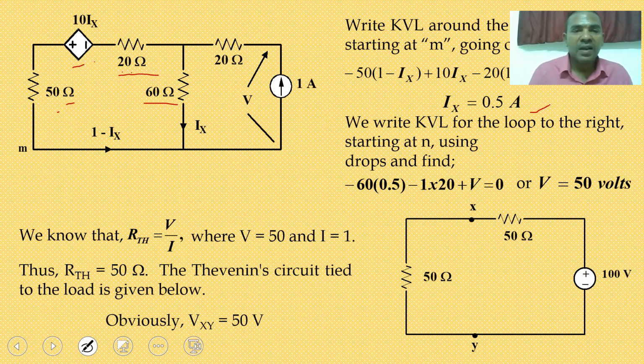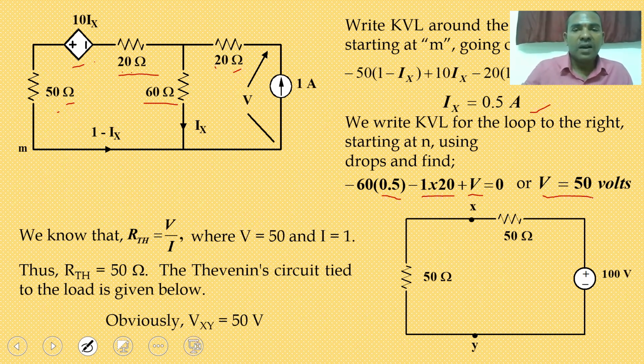Next, coming to the right hand side, 60 into Ix with minus sign, where Ix value is 0.5, so minus 60 into 0.5, minus 1 ampere into 20 is the voltage drop across the 20 ohm resistor. The voltage drop across the current source is V, where V is the unknown value. Finally you can get V is equal to 50 volts.